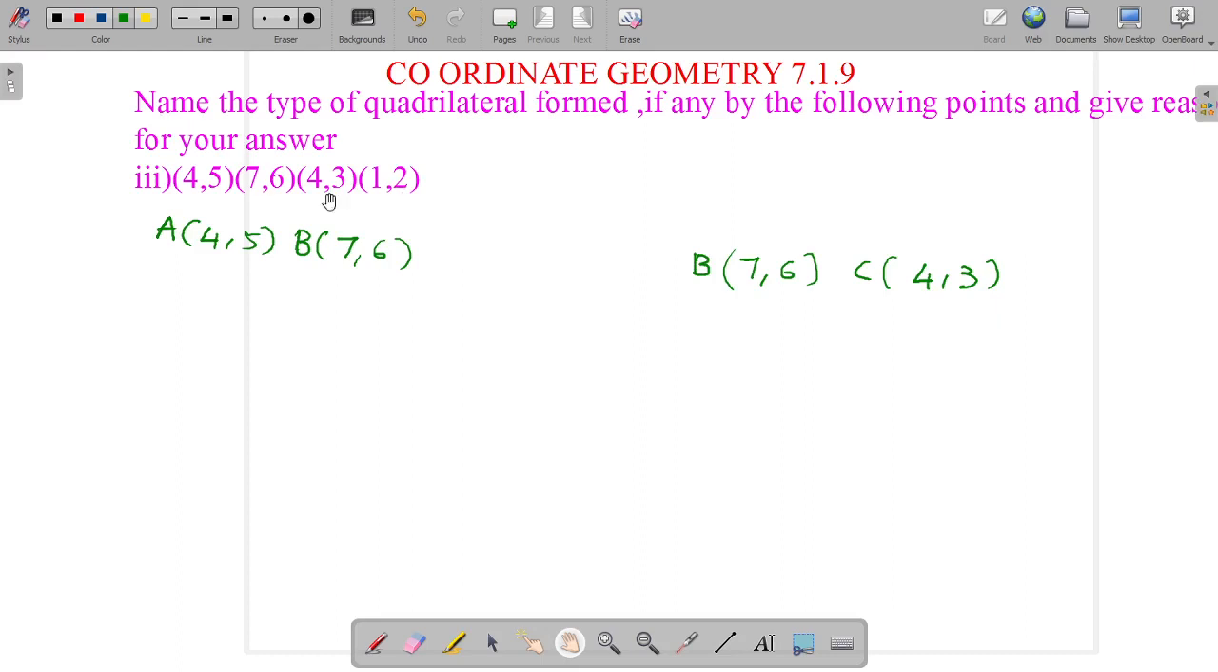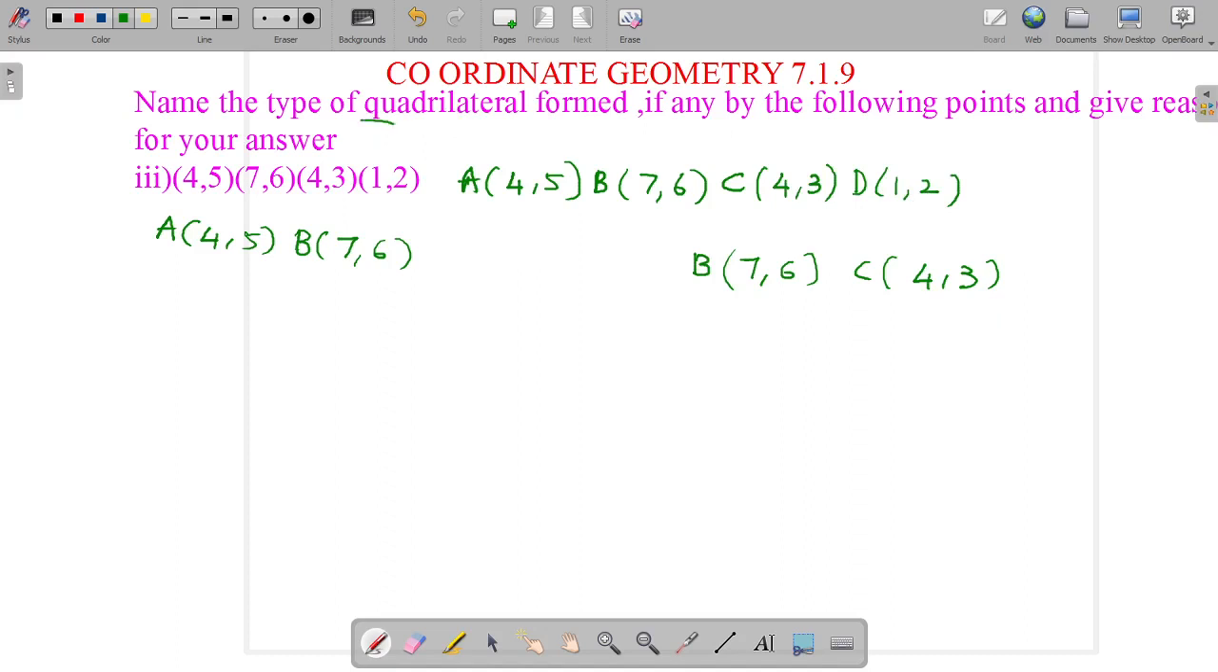First, name them. Let A be (4, 5), B be (7, 6), C be (4, 3), and D be (1, 2).